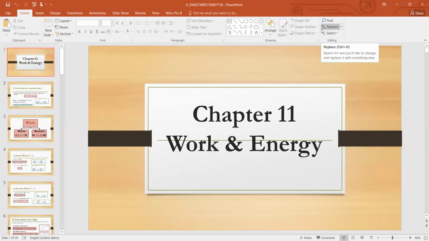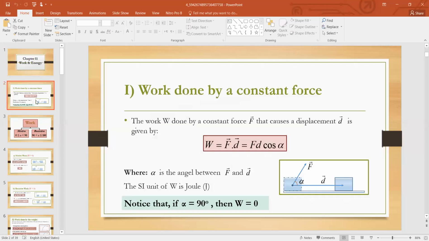Today we will illustrate chapter 11, work and energy. When can we say that a force has a work? A force has a work if it causes the displacement of an object upon which it acts. What's the value of this work?